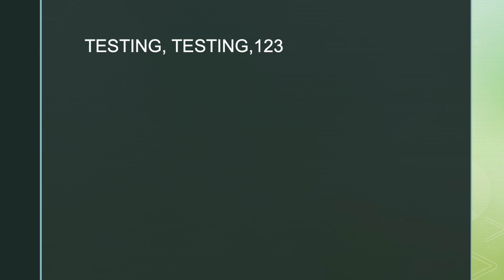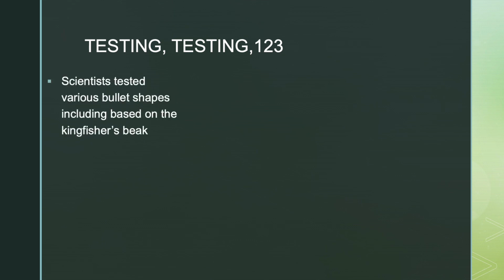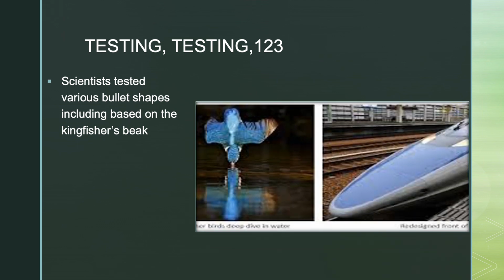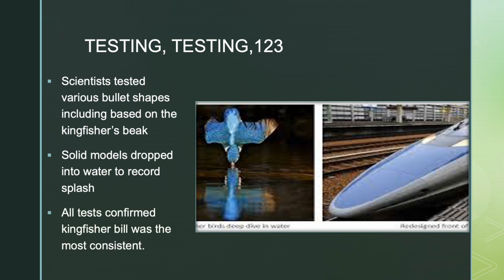Scientists took various bullet shapes and launched them down a tube, including one designed from the kingfisher beak. During this test, they were looking to see which gave off the least amount of sound. Further tests compared solid models of train shapes dropped into water in order to record the splash. Did any of you think of these testing ideas?